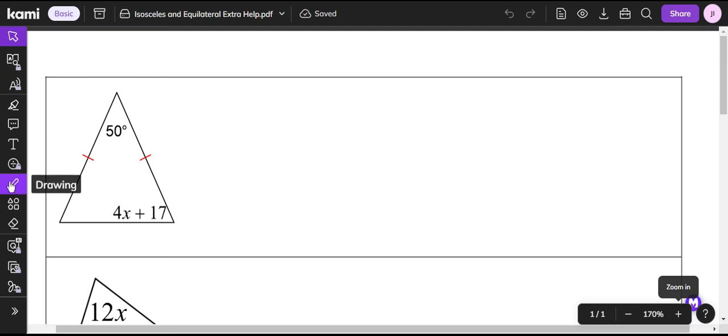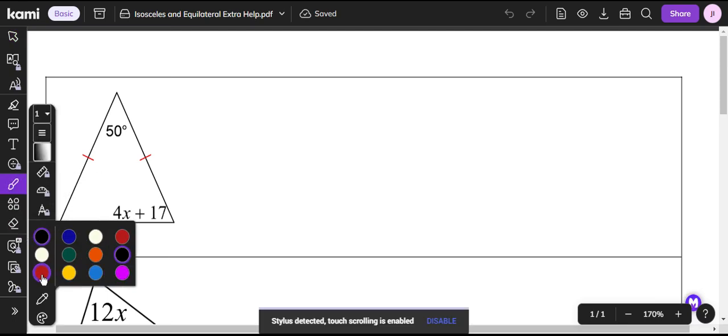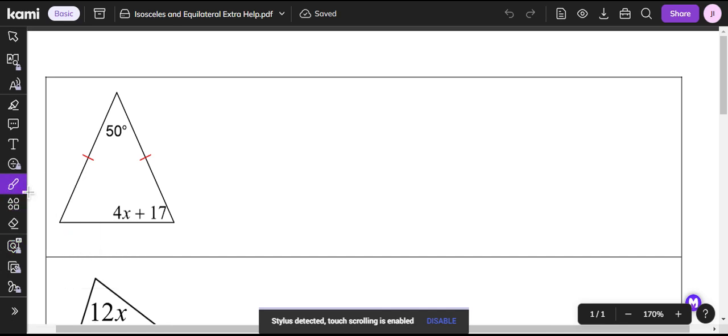All right, we have an isosceles triangle. The reason I know it's isosceles is I have these two congruent markings, and if we have two congruent sides, then we have an isosceles triangle. And remember, our isosceles triangle theorem says that the base angles are congruent.